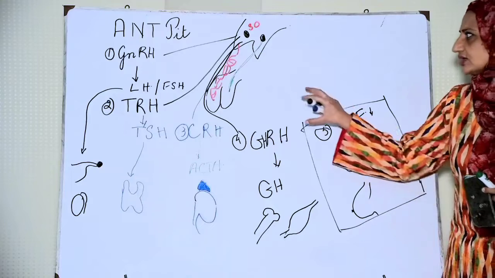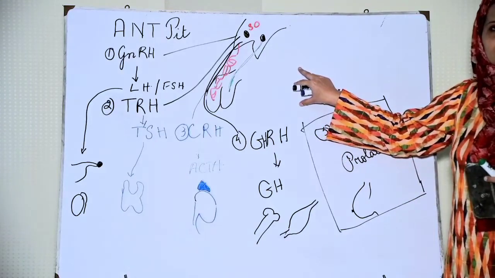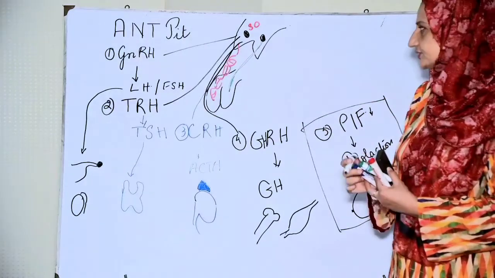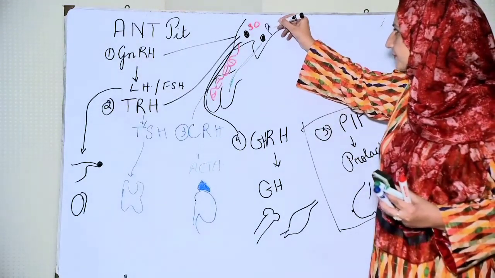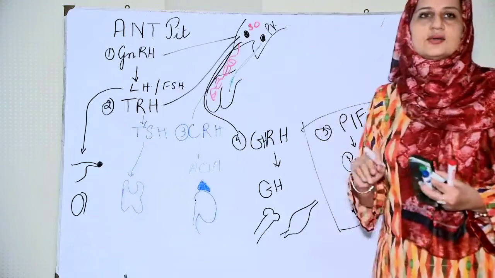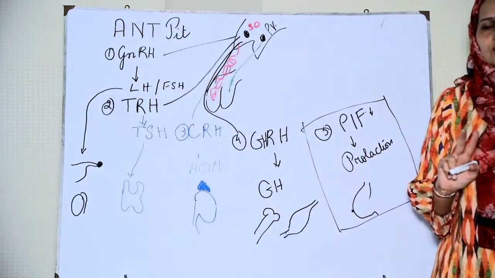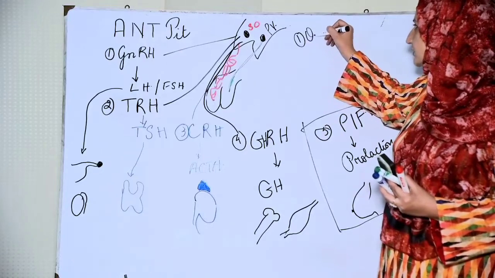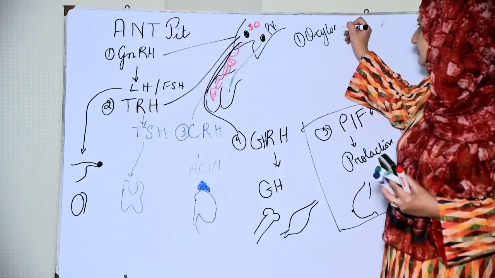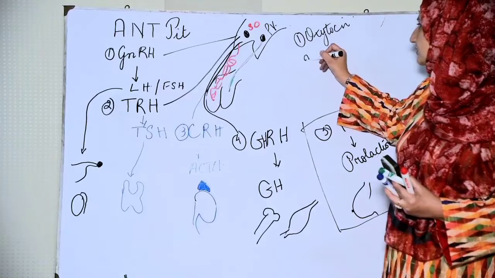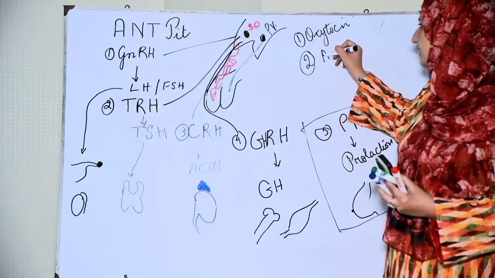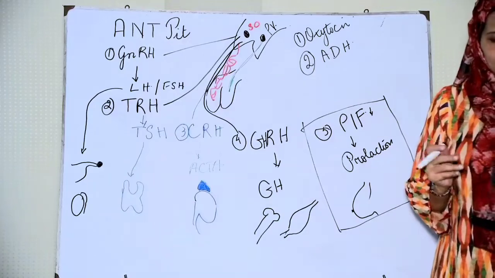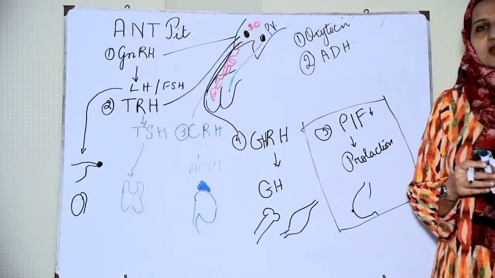Now that we are done with the anterior pituitary, let's talk a little about the posterior pituitary. The paraventricular nucleus produces two types of hormones. One is oxytocin and two is ADH, antidiuretic hormone. Very easy to remember.